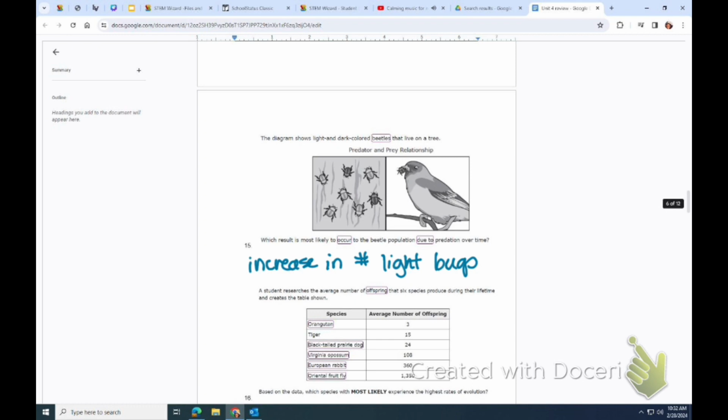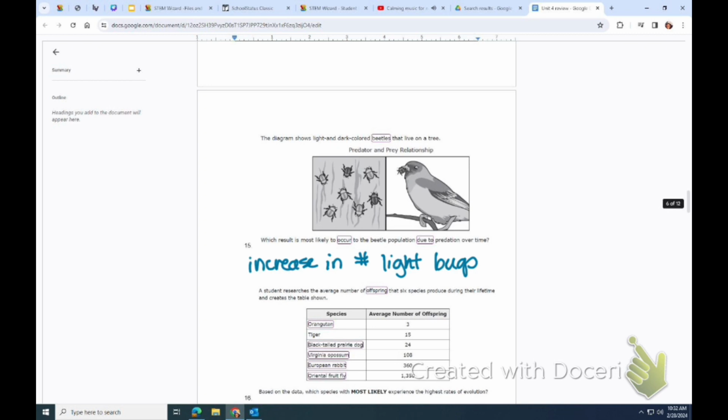It says a student researches the average number of offspring that 6 species produce during their lifetime and creates the table shown. Based on the data, which of these species most likely experience the highest rate of evolution? Take a minute and just think about it. Who's going to evolve the most and the fastest?